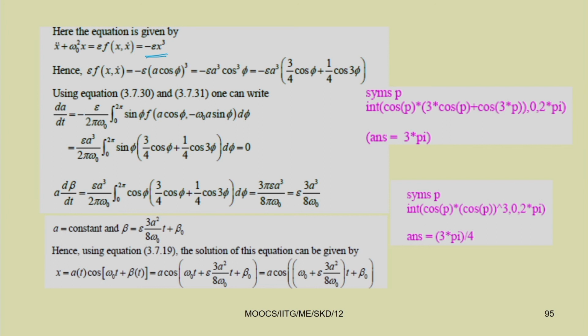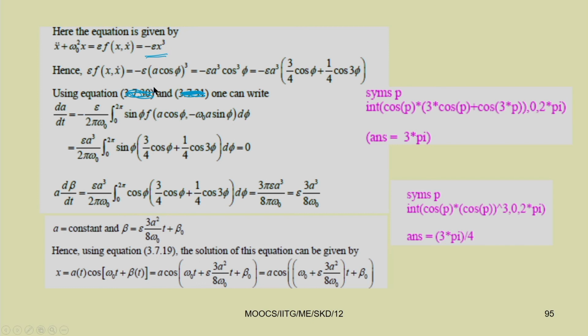Previously we have derived this cos cube phi. So cos cube phi can be written as 3 by 4 cos phi plus 1 by 4 cos 3 phi. This way we can write epsilon f equal to minus epsilon a cube times (3 by 4 cos phi plus 1 by 4 cos 3 phi). Now, let us write the previous equations.